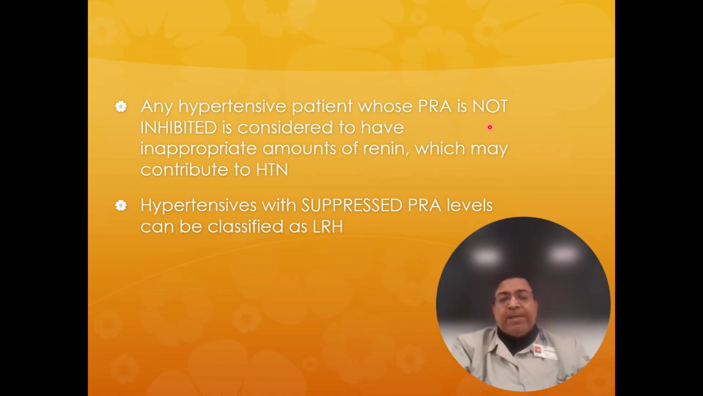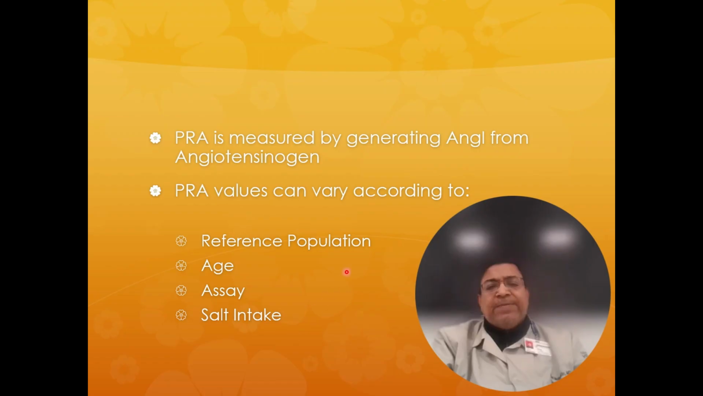Any hypertensive patient whose PRA, plasma renin activity, is not inhibited is considered to have inappropriate amounts of renin, which may contribute to hypertension. Hypertensives with suppressed plasma renin activity levels can be classified as low renin hypertension. Plasma renin activity is measured by generating angiotensin I from angiotensinogen. Plasma renin activity values can vary according to reference population, age, assay, and salt intake.